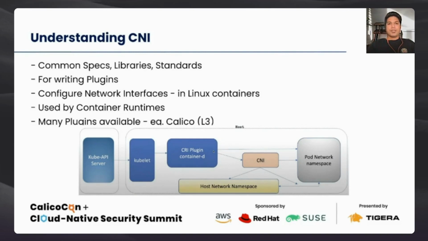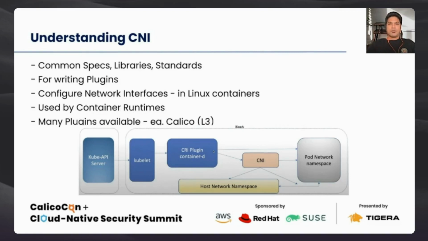Now, why do we need CNI plugins? It is basically needed to configure network interfaces. Since the containers are Linux-based, we need network interfaces in Linux containers. That's what the CNI will basically try to solve. So the plugin specification defines an interface for configuring the network, provisioning the IP addresses, and maintaining connectivity with multiple hosts.